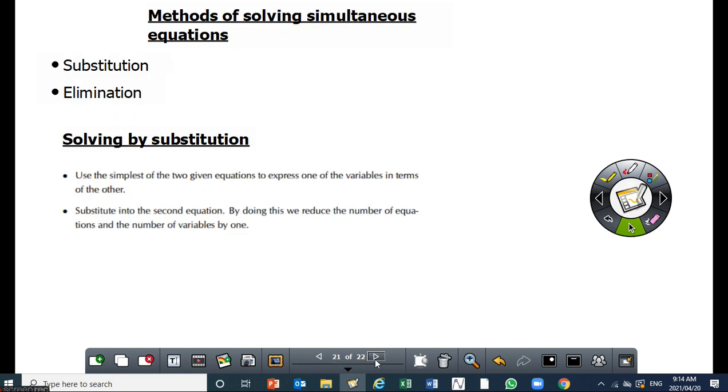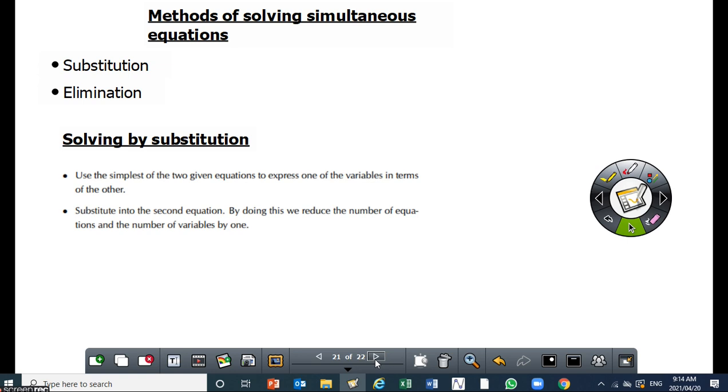Now, there are two methods of solving simultaneous equations in grade 10. In fact, I would say for you guys in high school, you only have two methods. The first method, which is the most common one, is called substitution. And you are going to encounter that going forward.